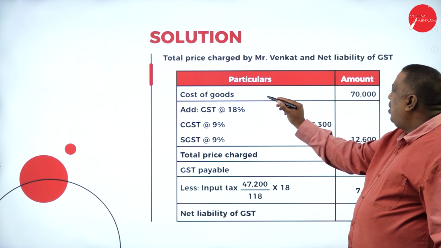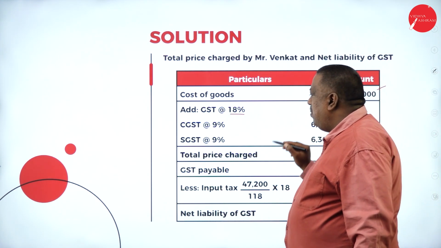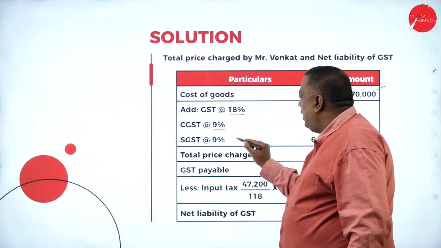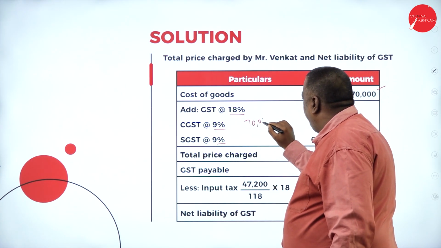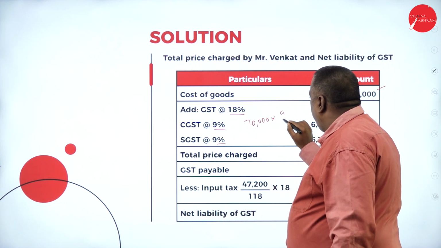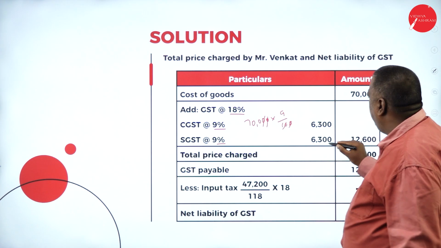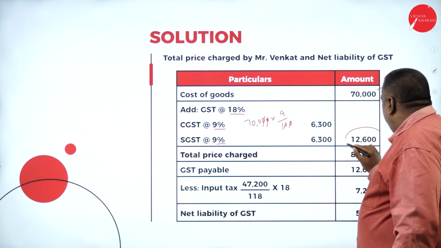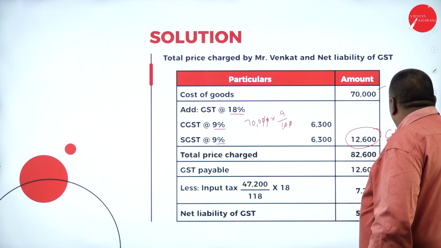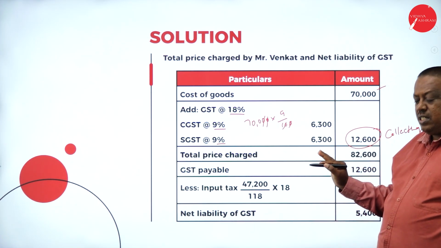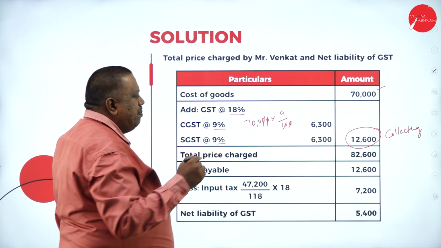Now, what is the cost of the goods? 70,000. What is the rate? 18%. And how much on each? 9%. That is nothing but 70,000 into 9 by 100. The zeros get cancelled: 6,300. So what is the amount I am collecting here? 12,600, right, from Mr. Sendil.